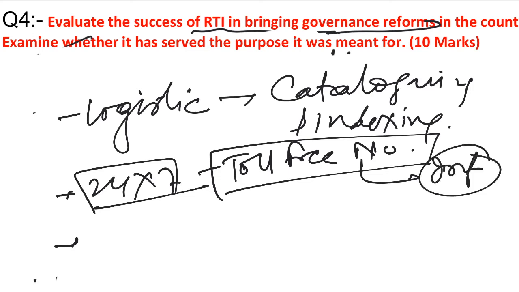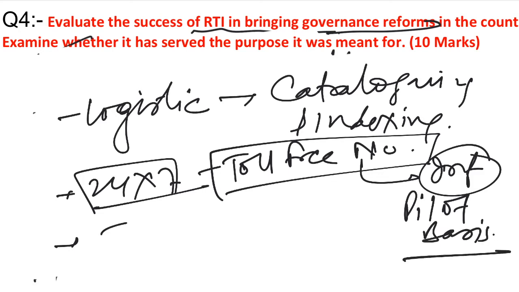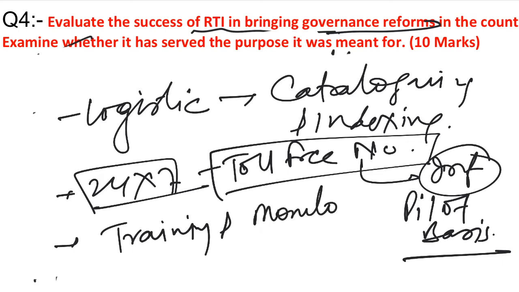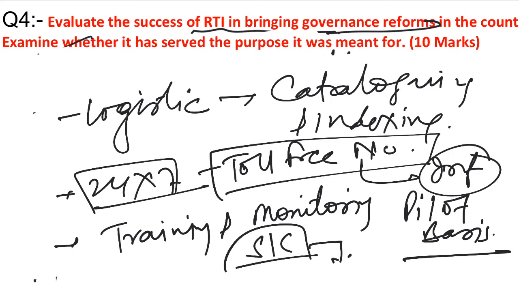So that can be implemented on a pilot basis in different states. Then you can talk about training and monitoring at the state level, because the State Information Commission is not as effective as the CIC, the Chief Information Commission. Understood? So these are the things which can be written in this question.